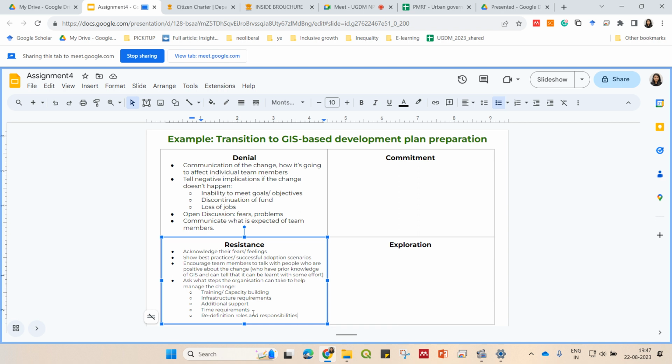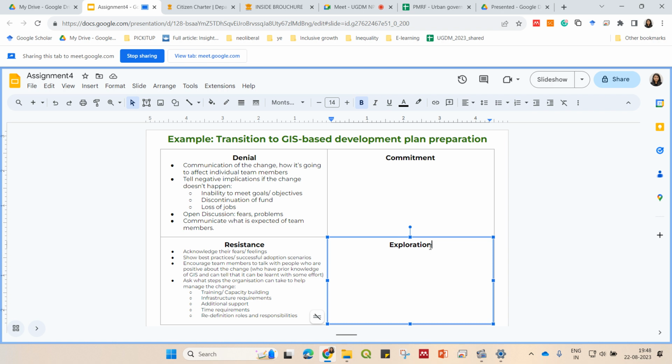So these are all the things which you can do as a manager or as a person in charge of an organization undergoing a reform, and they are at the stage where they are facing resistance from their team members or the members of the organization who are a part of this reform. Let's move on to the next phase, which is exploration.